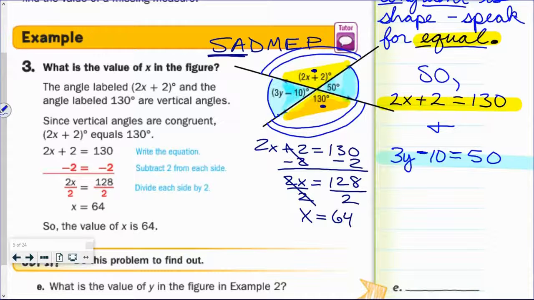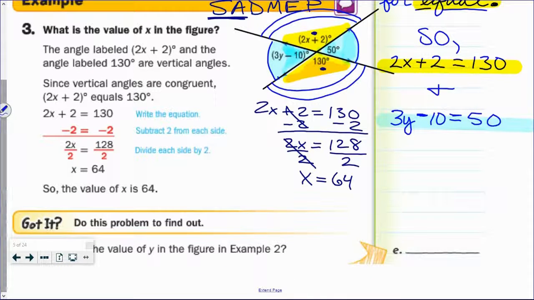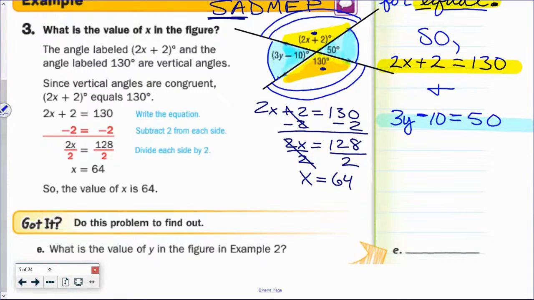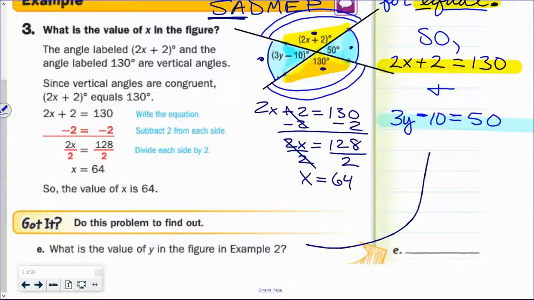You need to now do letter E, which asks you to determine what is the value of y in example 2. So in order to do that, you need to look at the two blue angles, which are also a pair of vertical angles, which means those two angles are congruent. So you are also going to write an equation, hint, hint, and solve it.